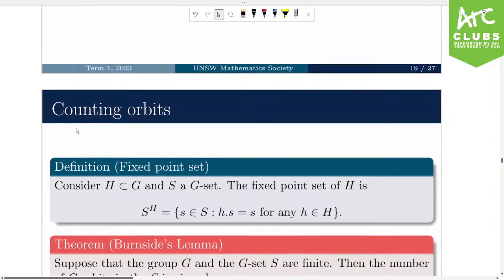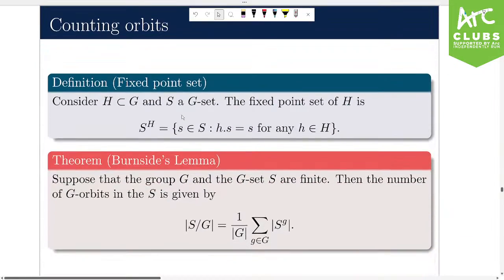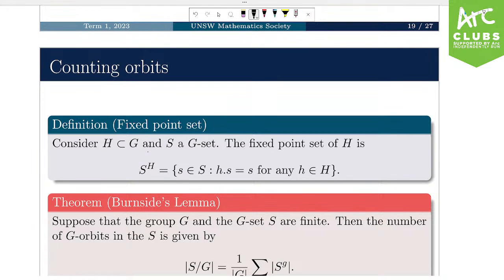Now we get on to counting orbits. We start with the fixed point set. This is like the last definition in this section. The fixed point set of some subset of G is the set of elements which are fixed by H, which are fixed by everything in this subset.